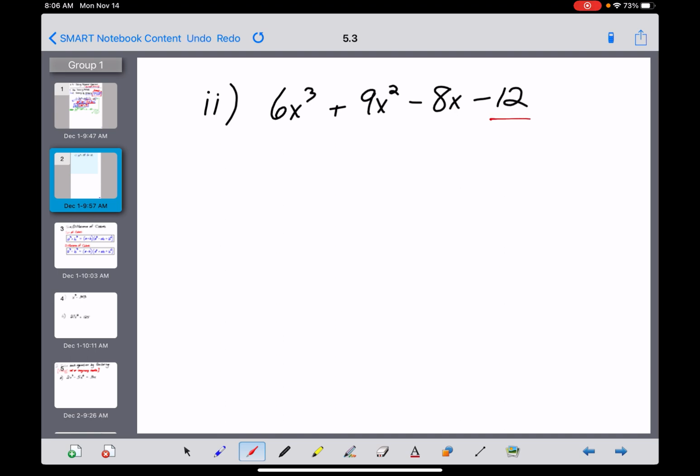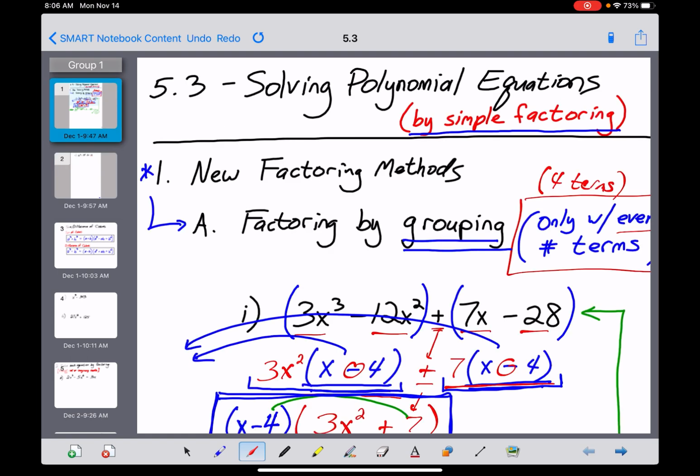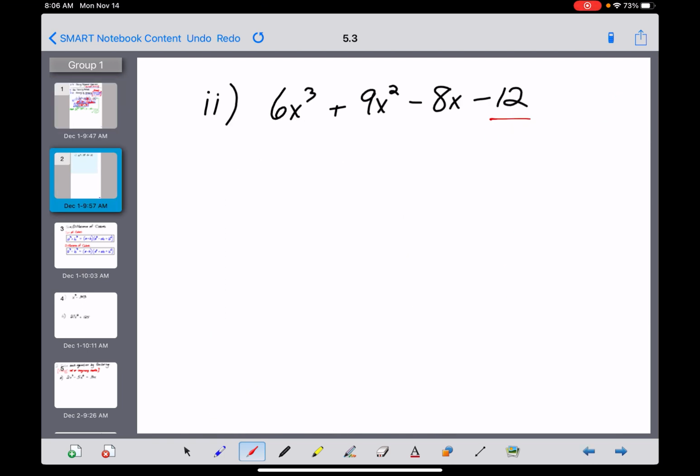12 was negative. So the problem with this one, what makes it harder than what we did in number 1, is that in number 1, this middle term was positive, and I didn't have to worry about this problem I'm having now. But in problem number 2, we have a little issue. Here's how we fix that, guys.